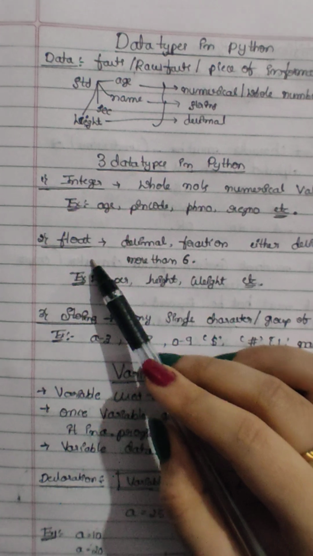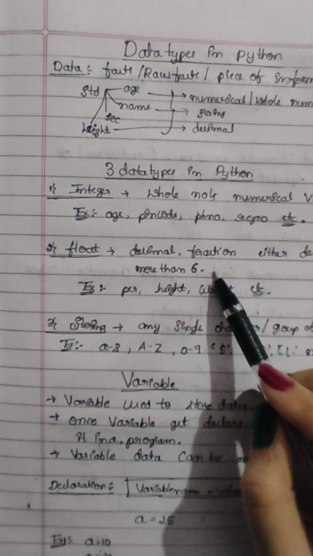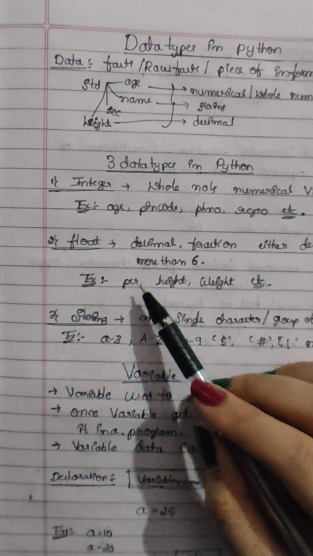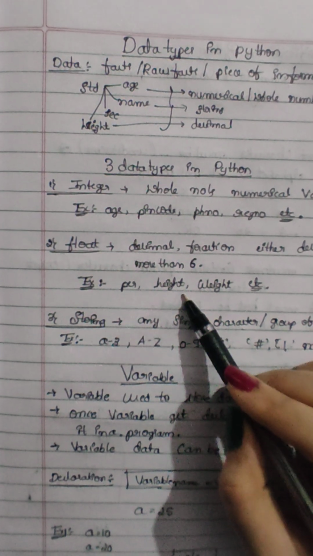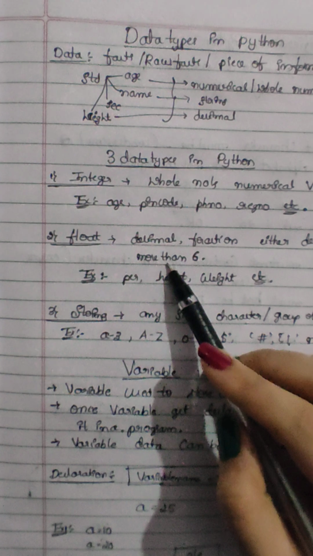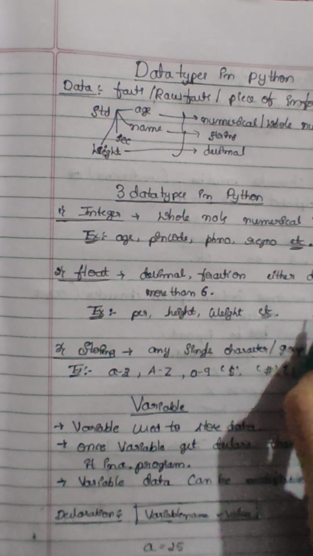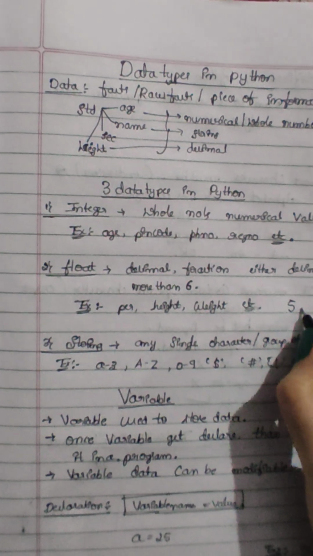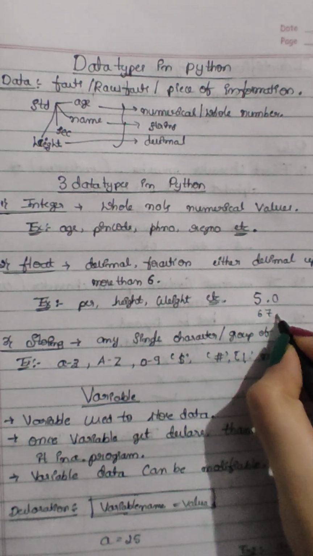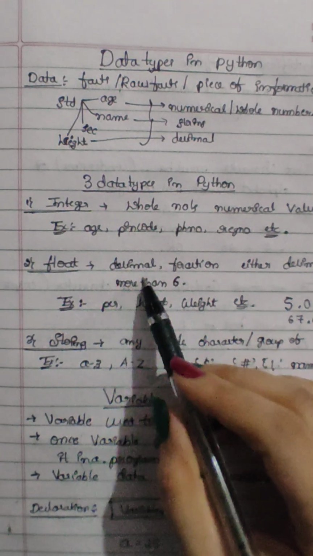Then coming to the float data type, it contains decimal or a fraction, either decimal up to 6 places or more than 6. This contains floating point data. If I give 32.33%, height 5.2, weight 37.83 kgs, this type of data float is going to contain. And if I give integer type data also, like for height if I give 5, it contains 5.0, or if I give weight 67, it is going to contain 67.00.